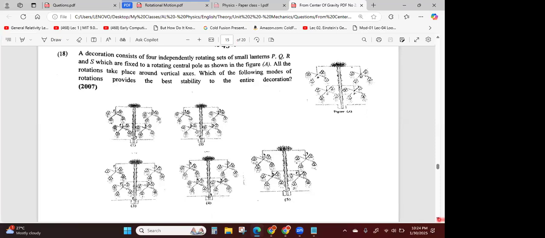Okay, do this question. A decoration consists of 4 independently rotating sets of small lanterns PQRS, which are fixed to a rotating central pole, as shown in the figure. All the rotation takes place around the vertical axis. Which of the following modes of rotation provides the best stability to the entire decoration?